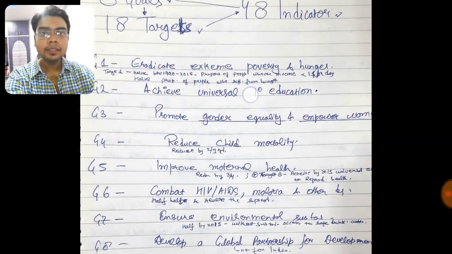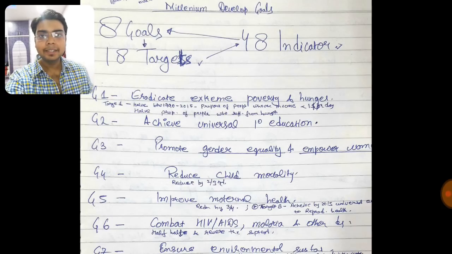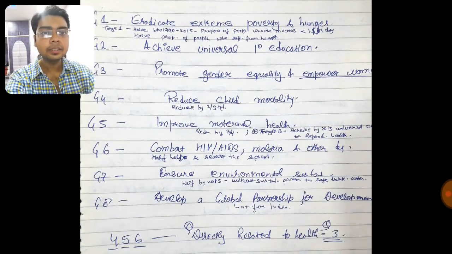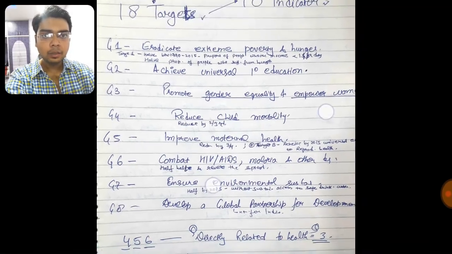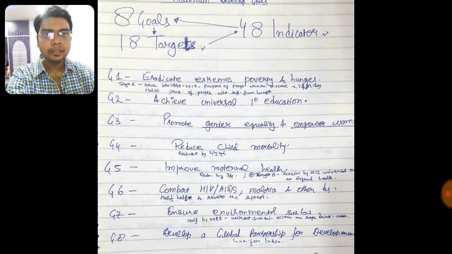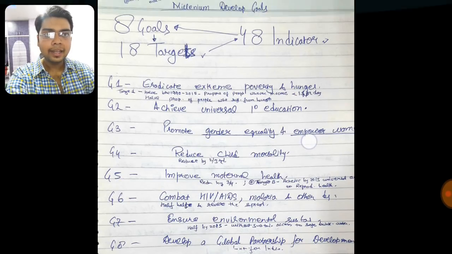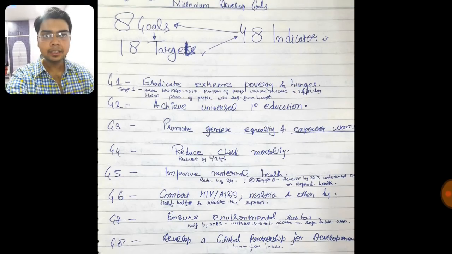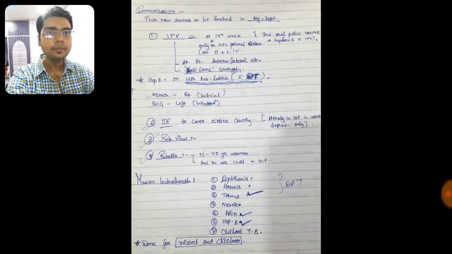Now another important thing is the Millennium Development Goals, where the question they ask is how many goals are related to health. So basically 3 goals, that is the 4th, 5th and 6th, are directly related to health. These all 8 goals you should remember. These are very easy, and the Millennium Development Goals have 8 goals, 18 targets and 48 indicators.